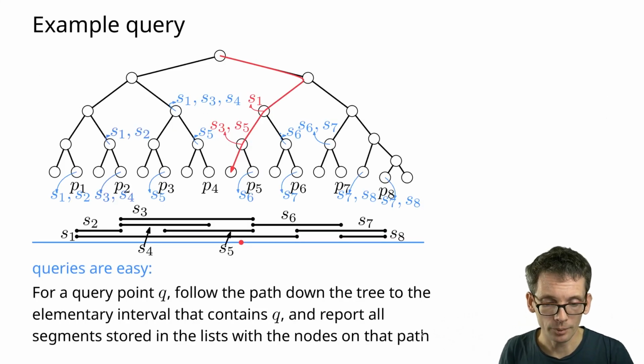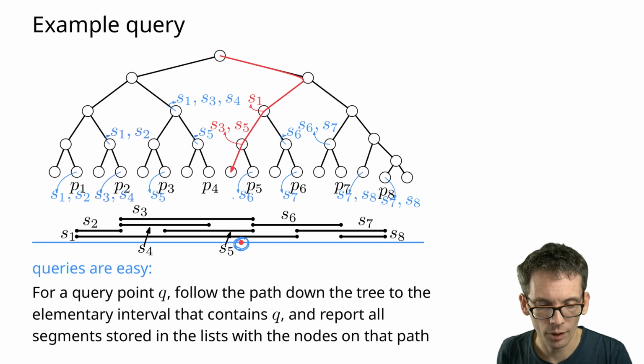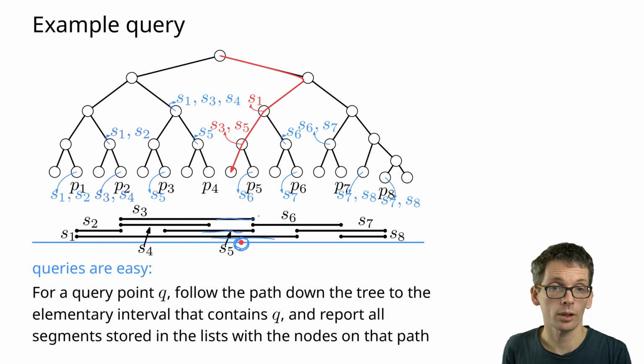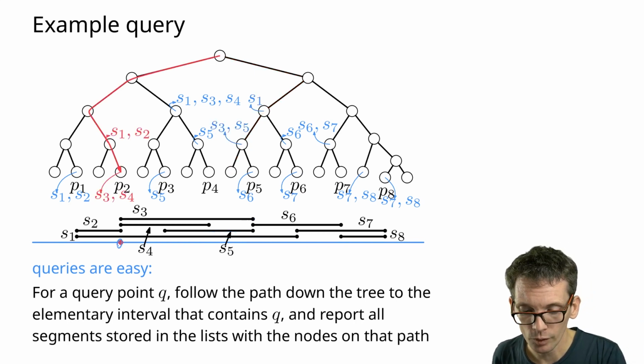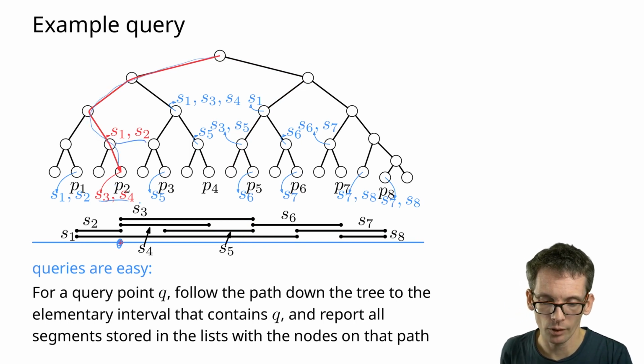Here's an example. If I'm searching for that point, this is my path. I pick up all the segments on the way, S1, S3, S5, and as you see, S1, S5, S3 are also the ones intersected. Second example, I'm searching for this point here. While going down, I pick up all of the segments that are stored at the nodes, and in this case it would be S1, S2, S3, and S4.